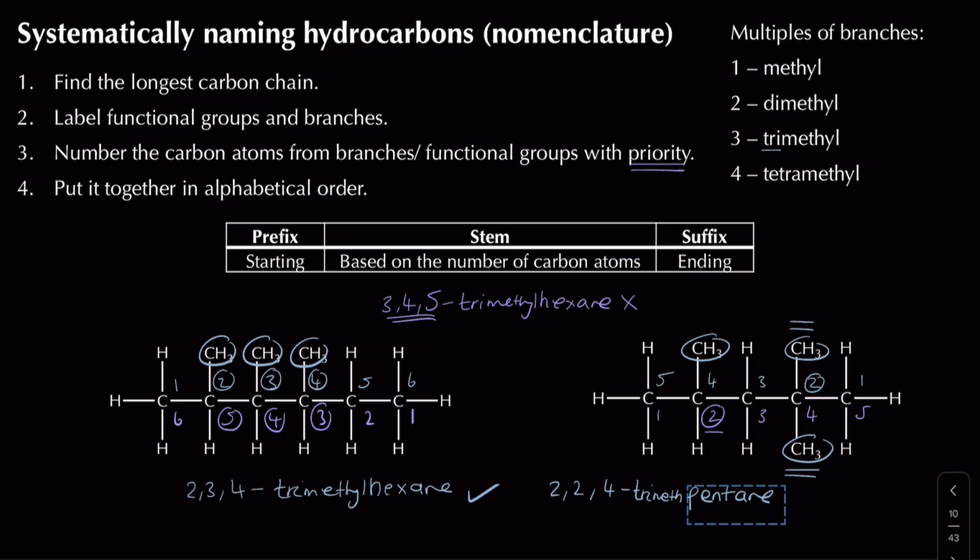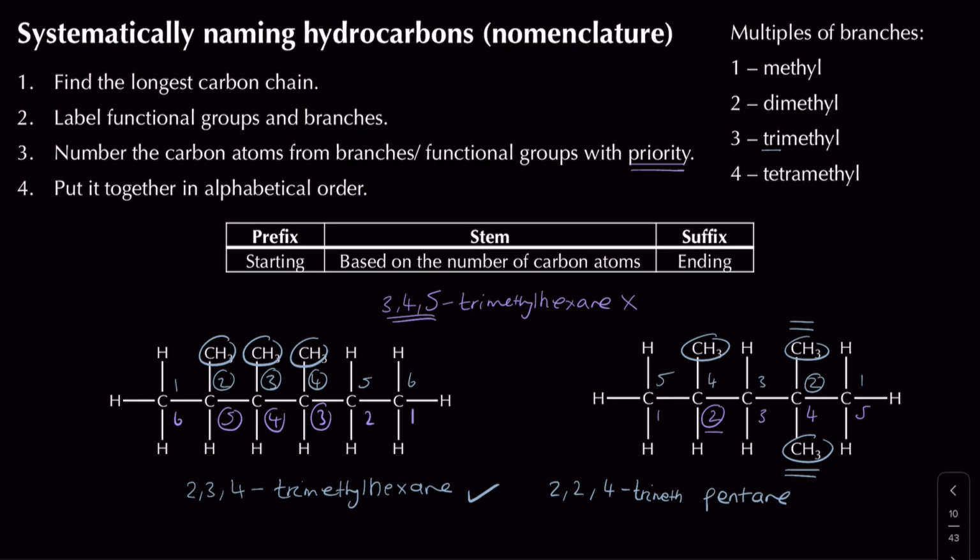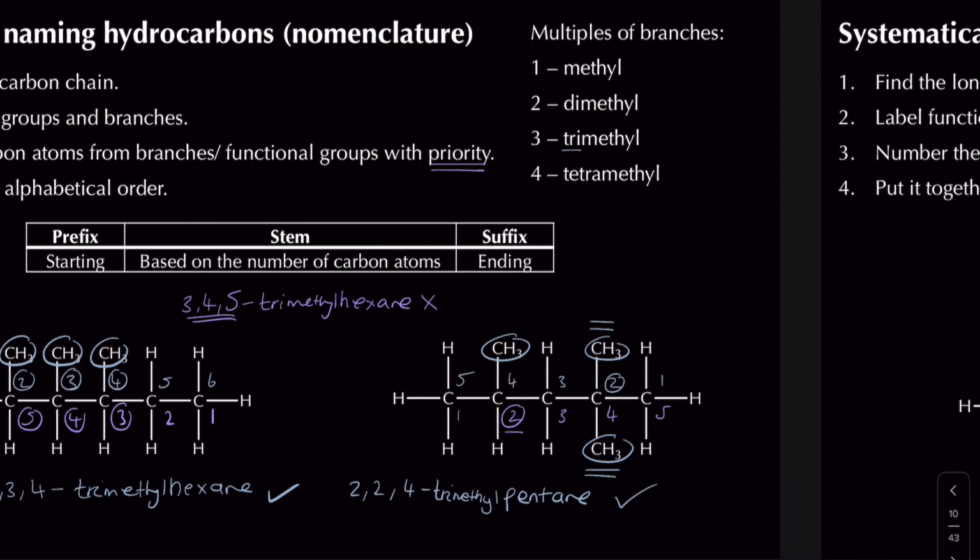I'm running out of space as well, so I'm going to move that over to the right a bit because it all needs to be one big word. Trimethyl, and then it's going to be pentane itself. And there's that one done as well. Yeah, we've avoided the silly mistakes and we've stuck to the method that I've shown you here. So yeah, let's try another 2 then.